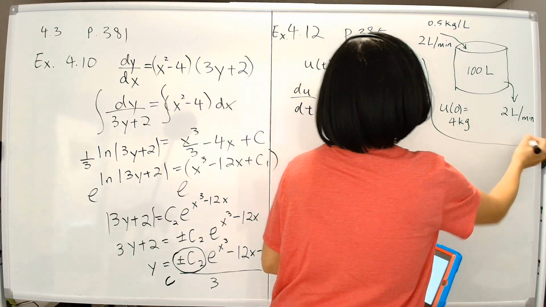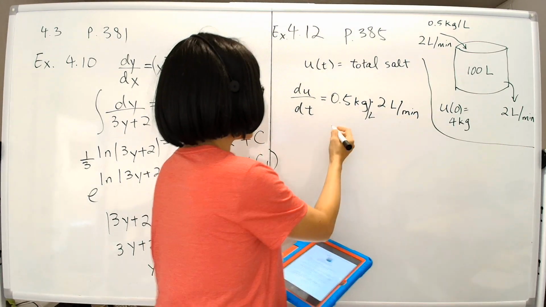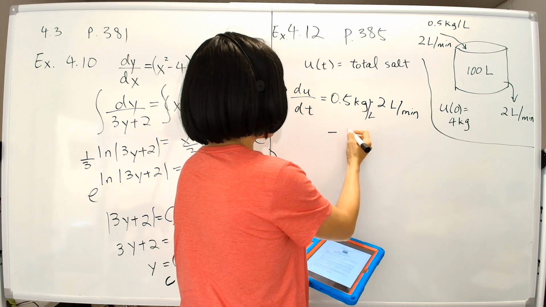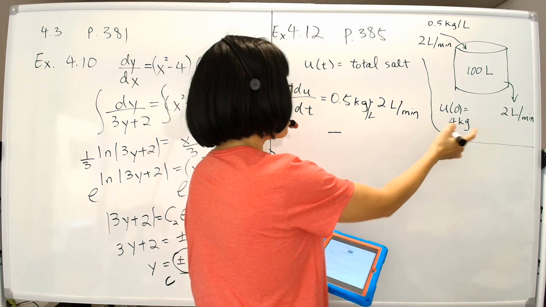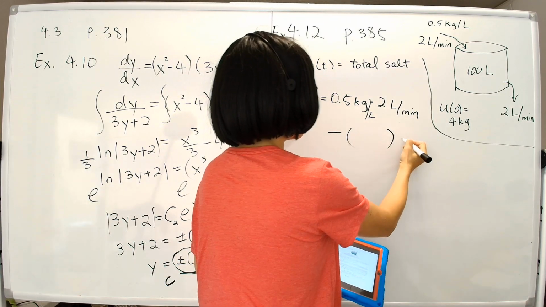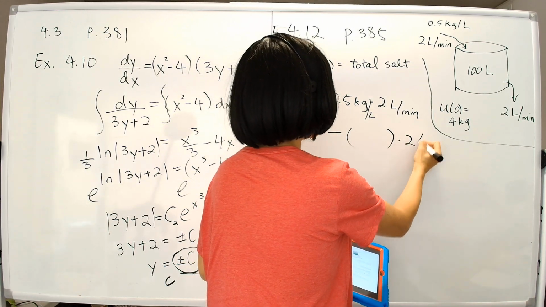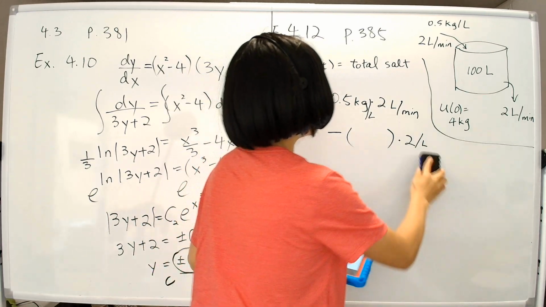Now, what about going out? It's going out by the same formula. That is, it's subtracted, when it goes out, by a certain concentration, also times 2 liters per minute.